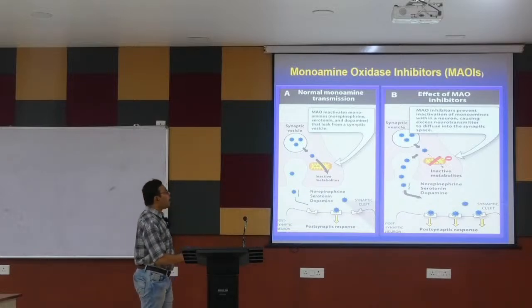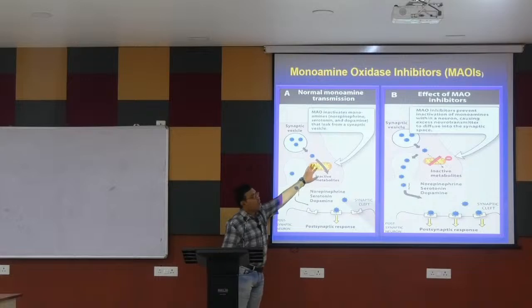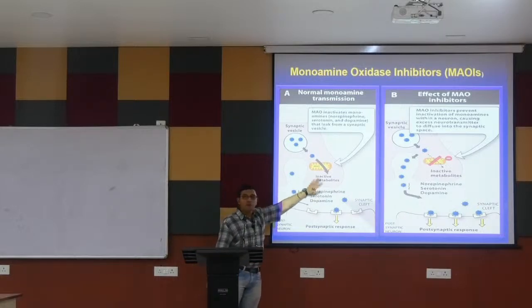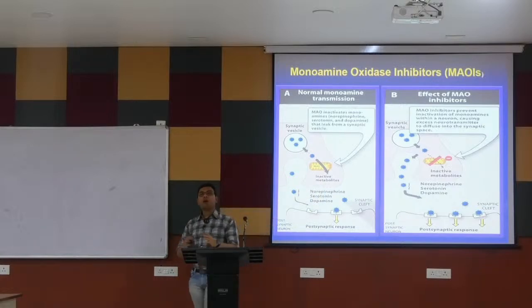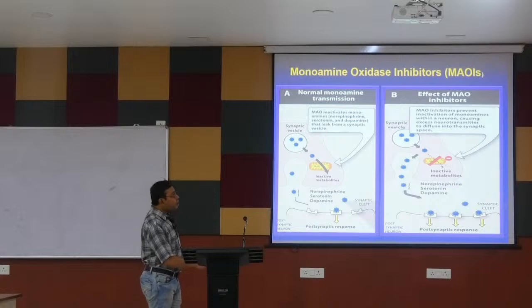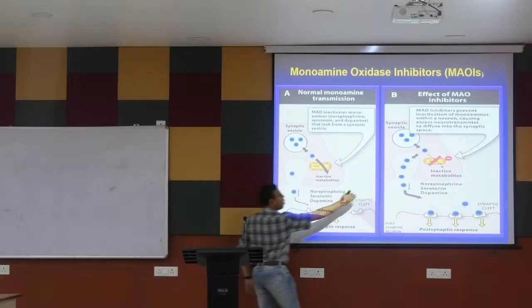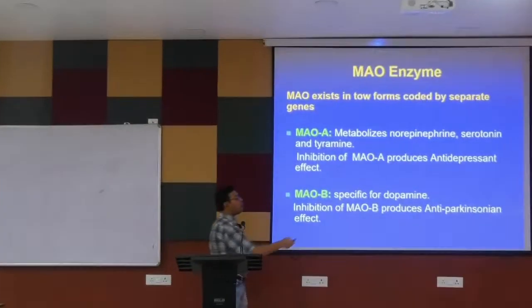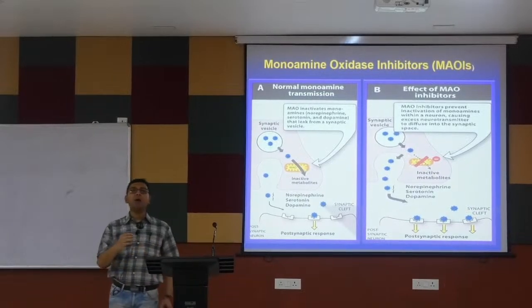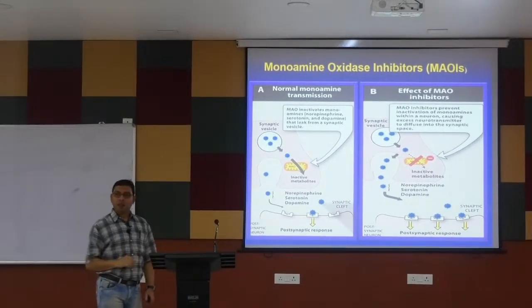These are the monoamines that leak from the synaptic vesicles. So these are the synaptic vesicles that mainly contain the monoamines that come to the synaptic cleft. Before coming to the synaptic cleft, some part of it is metabolized. So the effect of the MAO inhibitor, when we are inhibiting this, is that they prevent the inactivation of the monoamines within a neuron, causing excess neurotransmitters to diffuse into the synaptic space. So you can see there are more neurotransmitters present when we are using the monoamine oxidase inhibitors. So this is the other way by which we can increase the monoamines in the synaptic cleft.